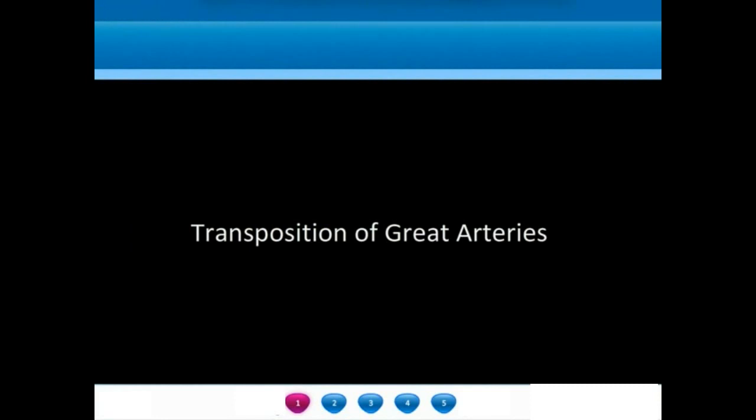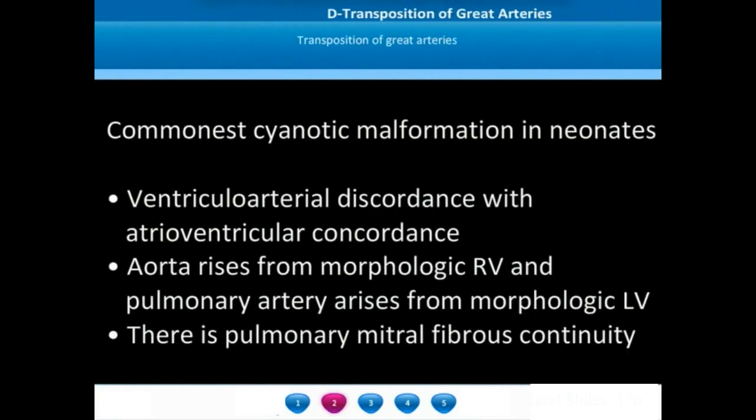Welcome to the module on transposition of great arteries in the Echo textbook of Congenital Heart Diseases. Transposition of great arteries is one of the commonest cyanotic diseases which presents in the neonatal period. The characteristic feature of transposition of great arteries is ventricular arterial discordance, which means aorta originating from the morphological right ventricle and pulmonary artery originating from the morphological left ventricle. There should be a pulmonary mitral fibrous continuity.